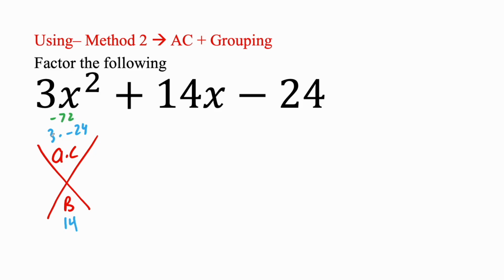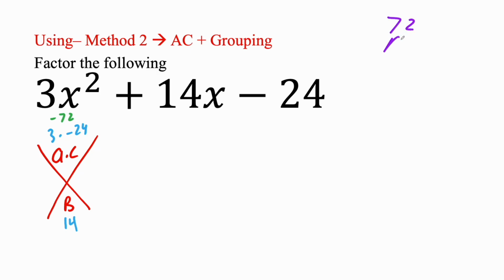You can kind of think about it this way. 3 times 4 is 12, and 3 times 2 is 6, but you have to carry the 1. That's how you get 72. At this point, we're thinking to ourselves, what two numbers multiply to give us negative 72 and add to give us 14? So it's a bit of trial and error, but you could also use a factor tree.